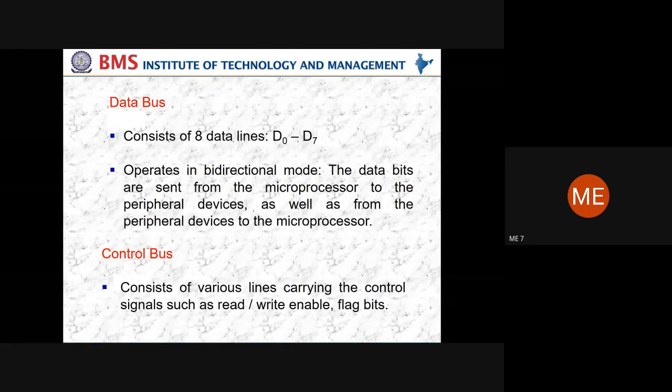Then the control bus. It consists of various lines carrying the control signals. The control signals are the read signal, the write signal, and something like flag bits that you will understand a bit later. So this control bus is again going to be a bidirectional information flow. Okay, so that's about the bus.